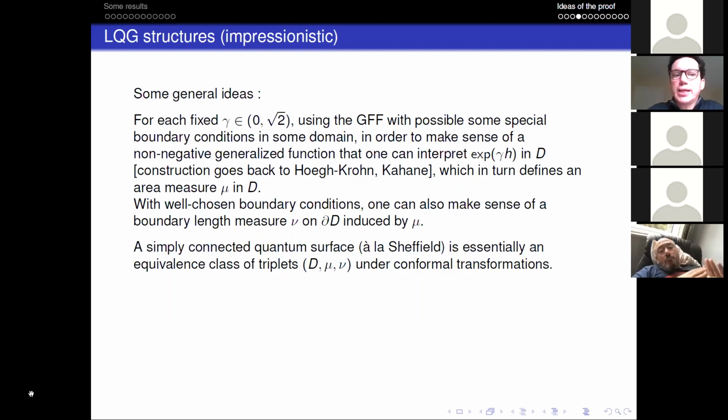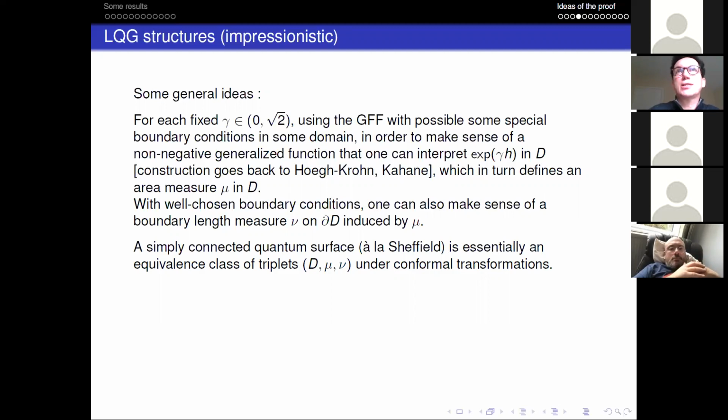Now, a simply connected quantum surface in the way devised by Scott is essentially an equivalence class of triplets given by a domain and an area measure and the corresponding boundary length measures. But this is an equivalence class under conformal transformations. So meaning that if I distort my domain D by a conformal transformation, you have the push forward of the measures mu and nu that are defined in this way.